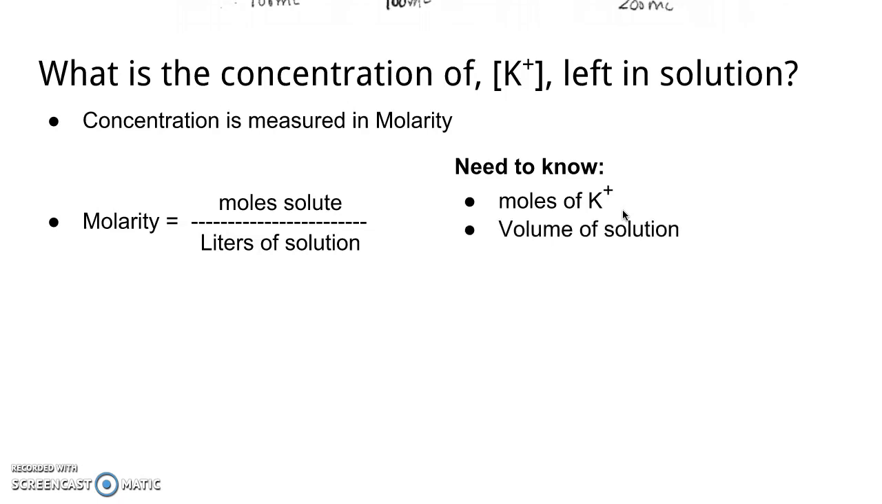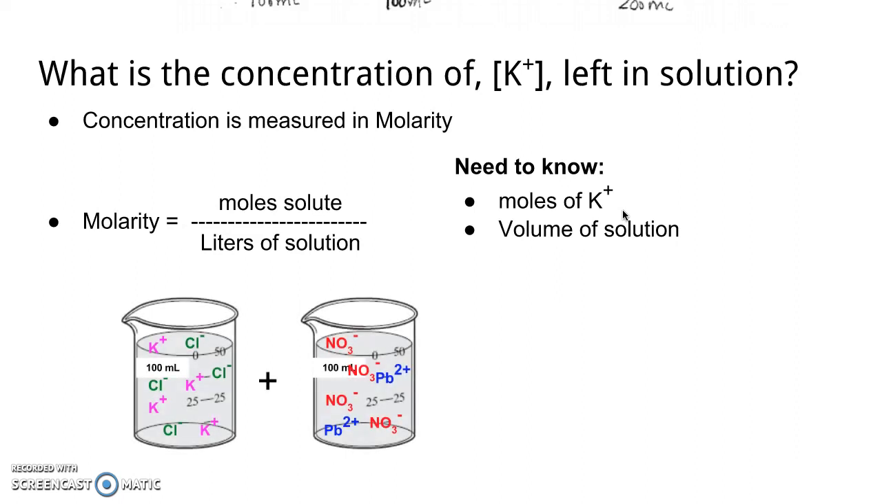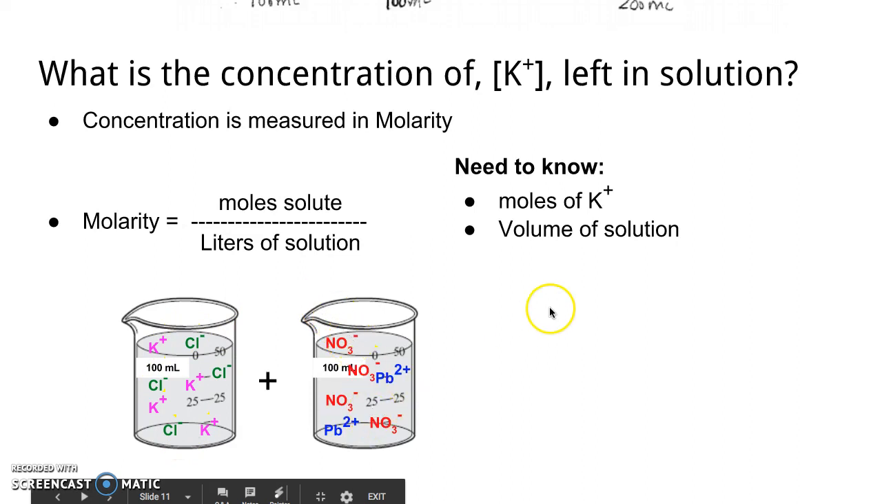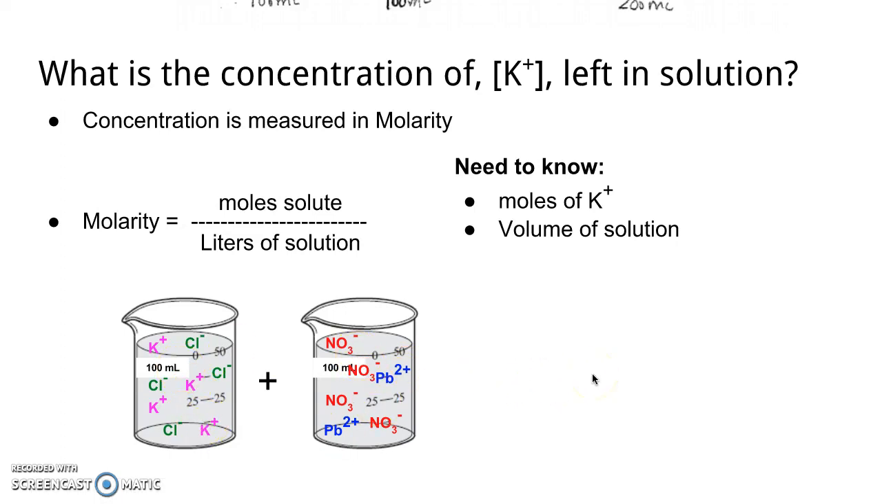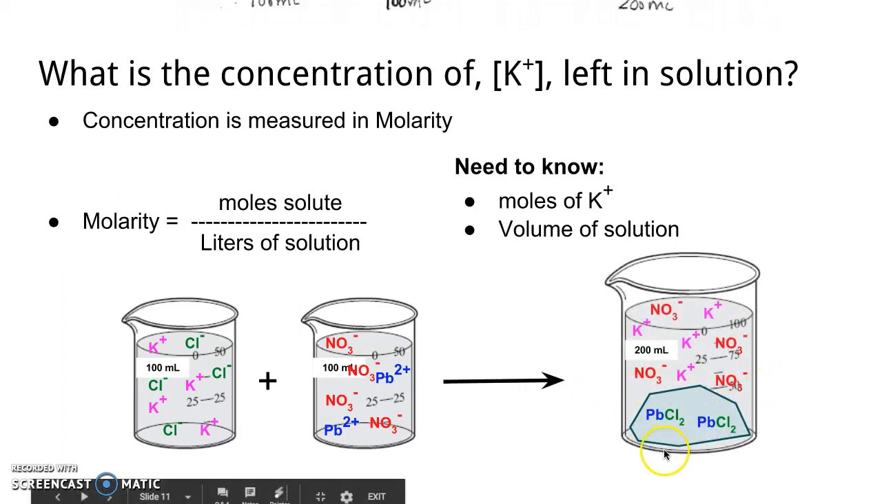To understand that, we kind of have to visualize what's happening here. We're taking 100 milliliters each of a potassium chloride and a lead 2 nitrate solution. This is what they look like if we're assuming that we had 4 moles of each of them. This is what the model would look like. And then we're going to mix them together. When we mix them together, we form this lead chloride solid, and what's left in solution is the potassium nitrate. The only reason the potassium and nitrate ions are left in solution is because there was no limiting reactant here. We're assuming that everything was used up proportionally.